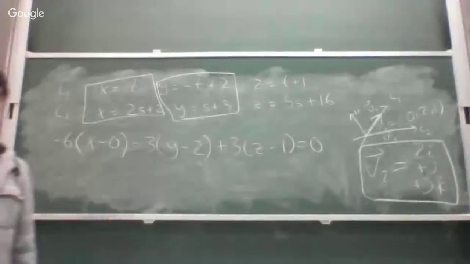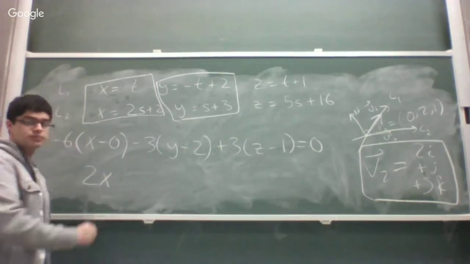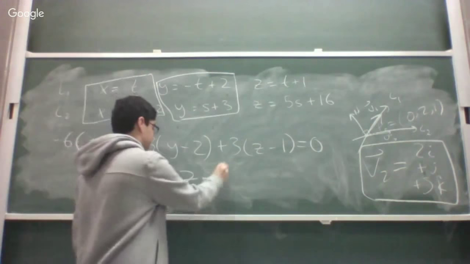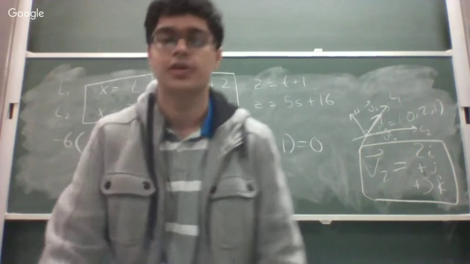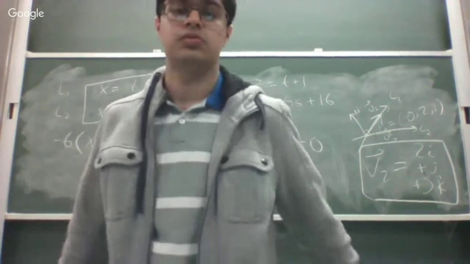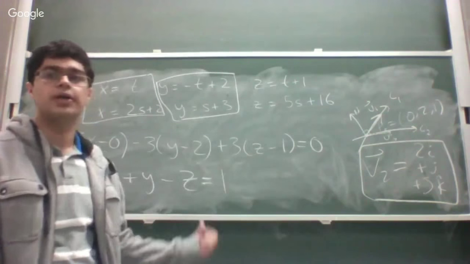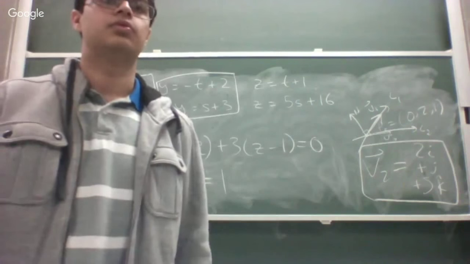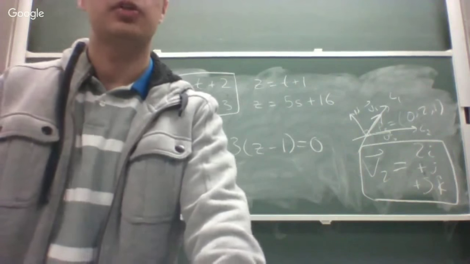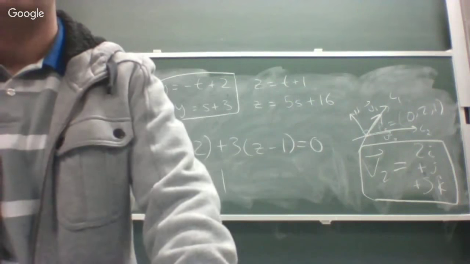So then you guys can do it, but the answer is 2x plus y minus z equal to 1. Okay? It's a positive one. You divide by a -3, so then it turns positive.